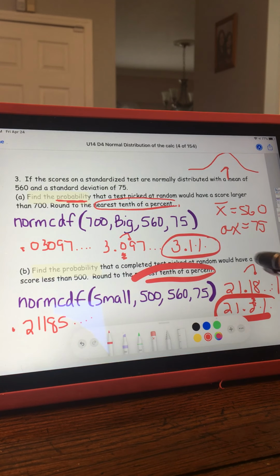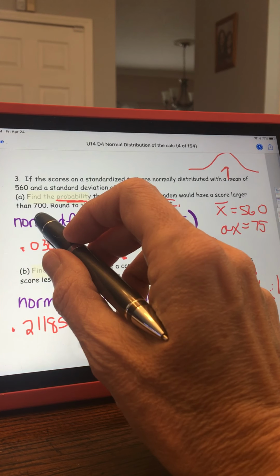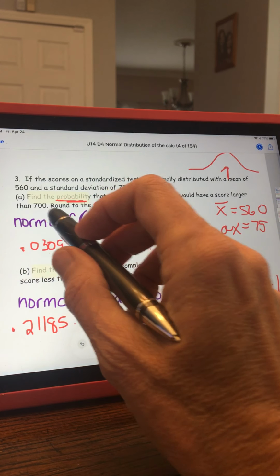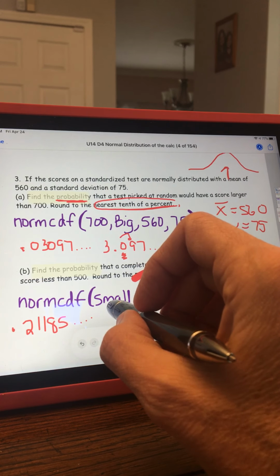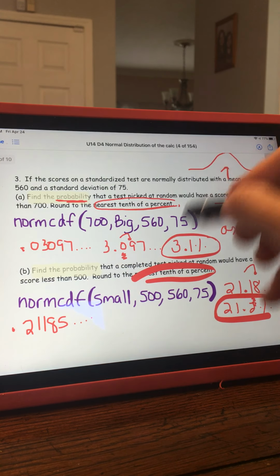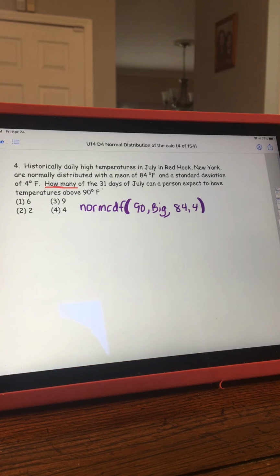So it's all calculator. If you have a number where you're starting with something and going bigger, then you'll do that number and then big. If you have a number and you're going less than it, then you'll put in a small and you'll use the number the calculator gives you. So that's pretty much it. All right, so let's do a few more and you guys can just practice on the calculator.